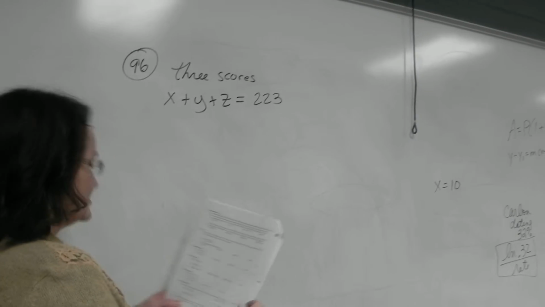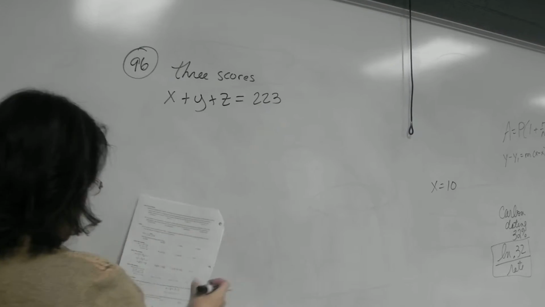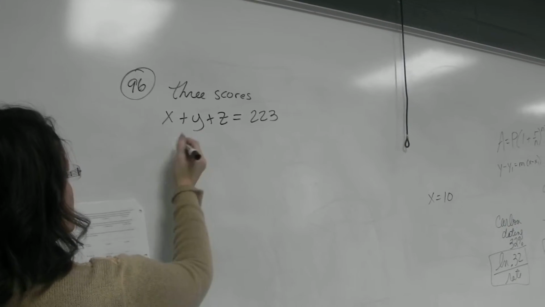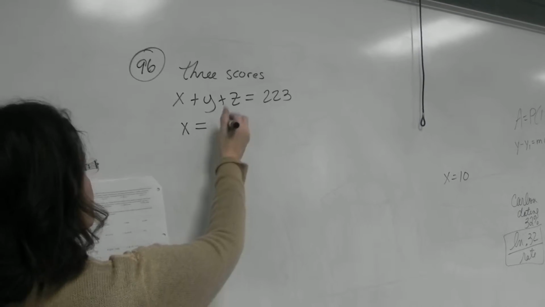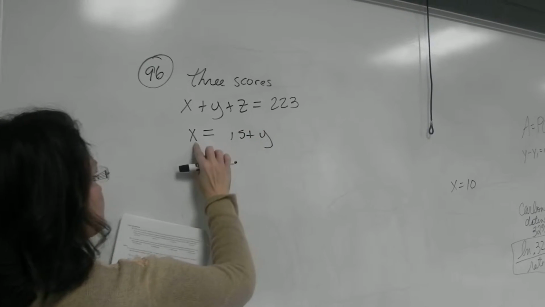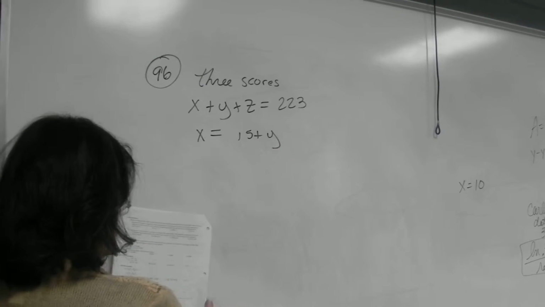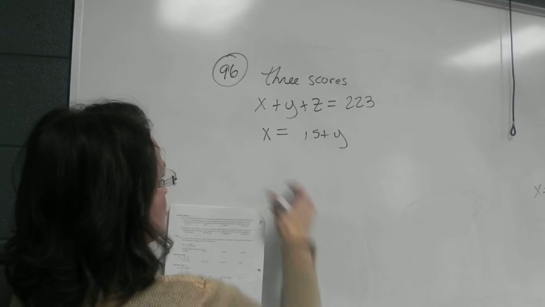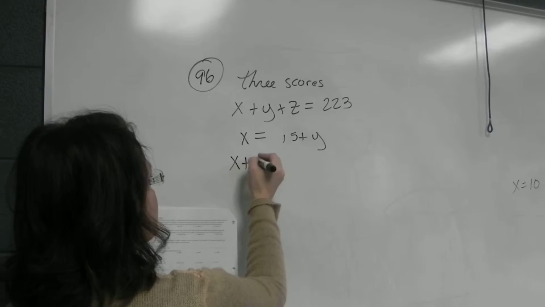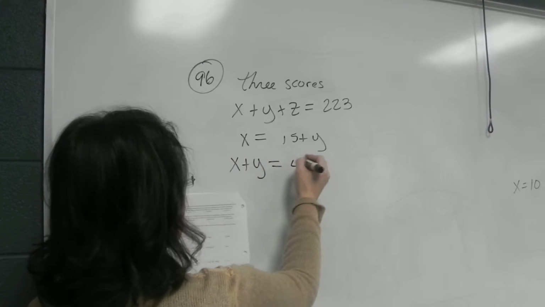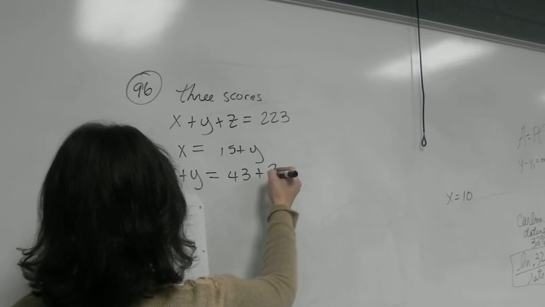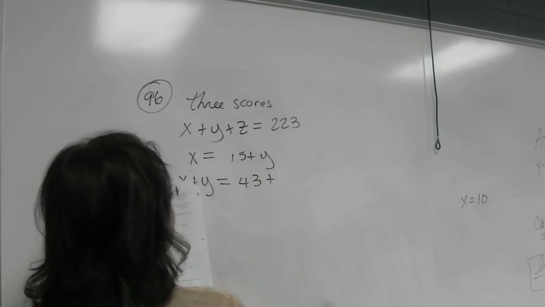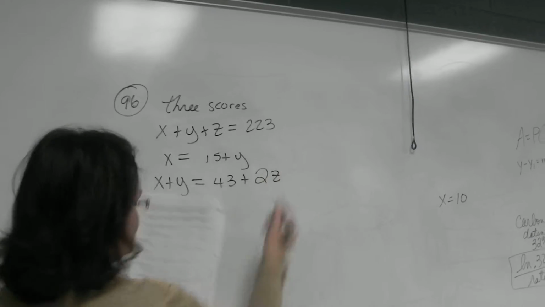All right. So the sum of the scores is 223. The first one, which I'll call x, is, notice the "is" is always the equal sign, 15 more than the second. So x is 15 more than the second. And then here's your third clue: the sum of the first two is 43 more than twice the third.